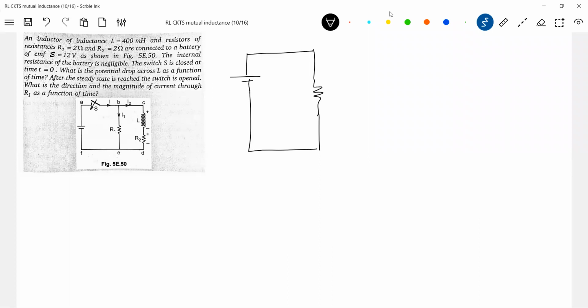Yes, I brought that switch. That switch is very important. It is going to open and close the circuit. This is resistor R1. I'll do one thing: one resistor, I'll bring it here also.